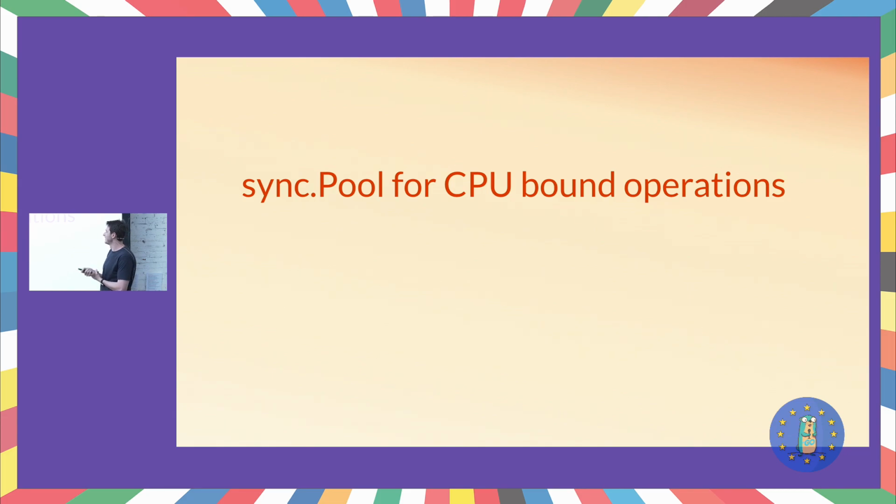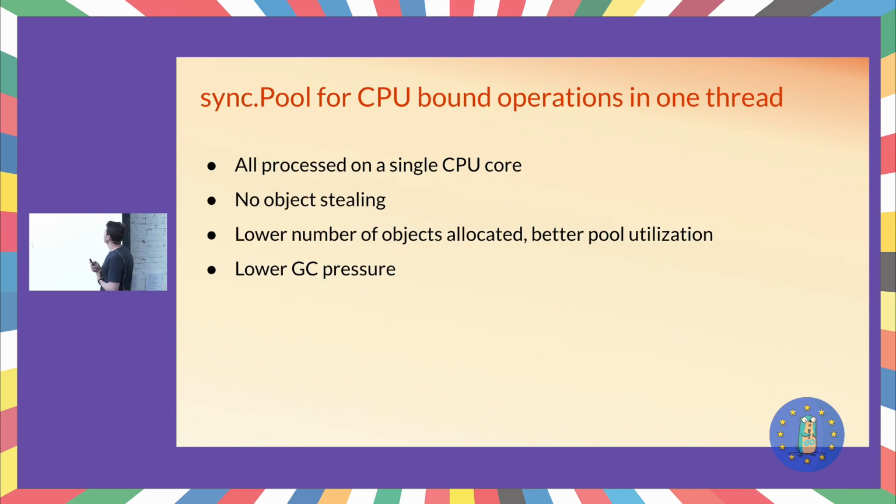OK, sync pool. Sync pool can be used in multiple scenarios. This scenario is the ideal. The ideal scenario is when you receive the object from sync pool and release this object in the same coroutine, so it doesn't escape. Why is it cool?